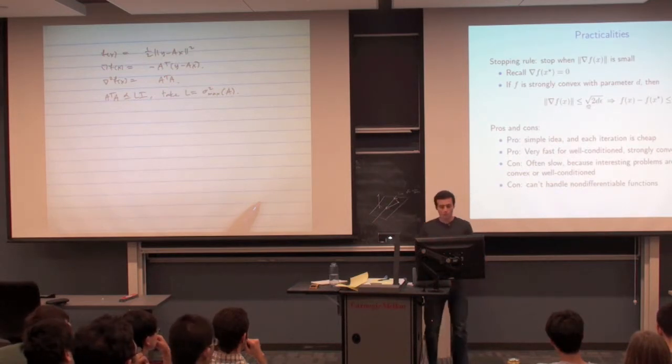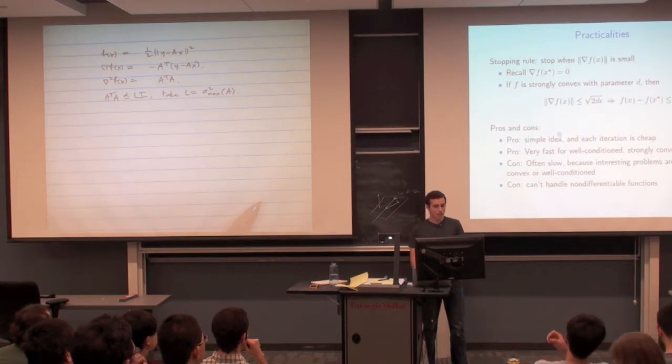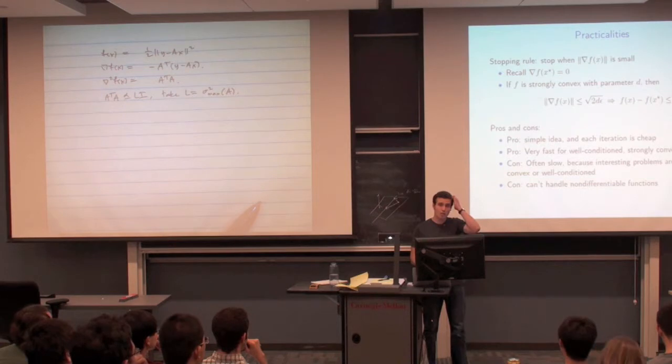Pros and cons. So, a pro of gradient descent: it's a simple idea, and each iteration is cheap. We just have to evaluate a gradient. There are no second derivative evaluations, and there are no linear systems we have to solve.